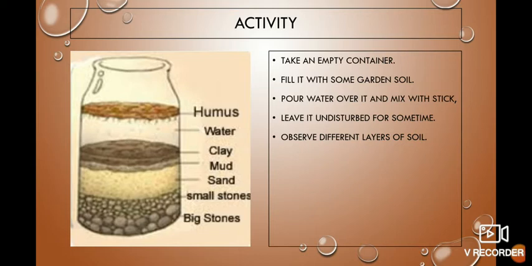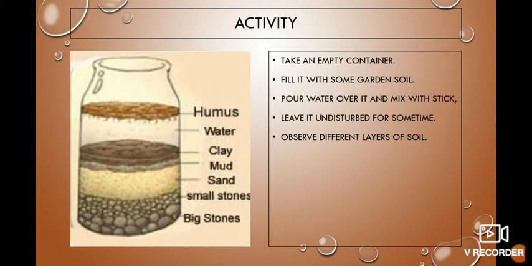You'll find that on top you'll have some dark color particles of, say, leaf or insects or something. So that is the humus. Below which you will find a layer of water. This is the extra water that you poured. Below which you will find layers. The first layer is very, very fine particles. That is the clay layer. Below which you'll find the coarse particles, which is the sand, and below that you'll find small and big stones.